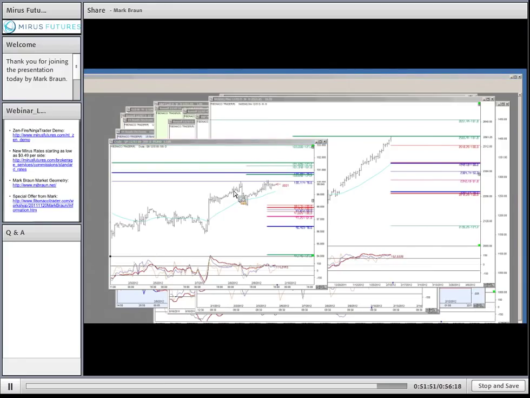Okay, Ginger, if you're still here, I don't really understand your question about the Fibonacci tool for time with respect to price. I treat them individually, I treat them separately.